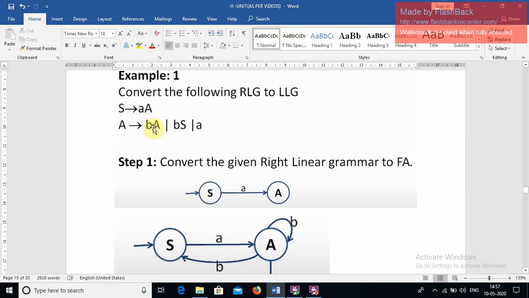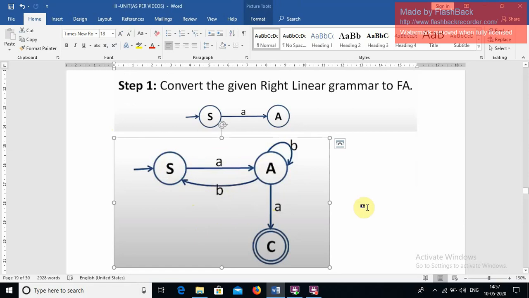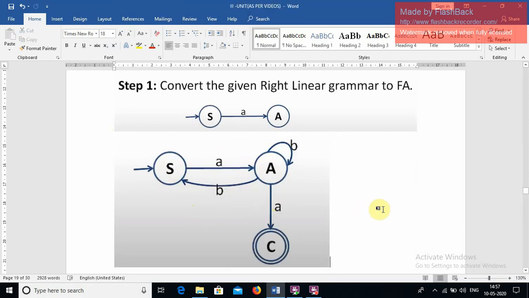So A to A we have a self loop b, A to S we have a transition b, and A to the final state we have a transition a. So this is the total FA for the given right linear grammar. This is the final FA for the given grammar.